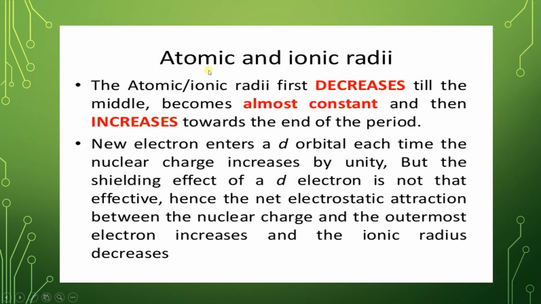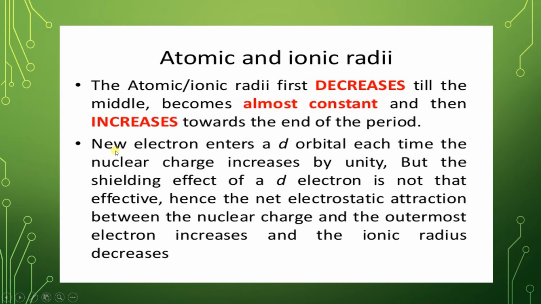So next, atomic and ionic radii. The atomic or ionic radii first decrease till the middle, then become almost constant, and then increase towards the end of the period. Generally, along the period, atomic or ionic radii decrease because electrons are added to the same shell and the effective nuclear charge increases, so the atom size decreases.